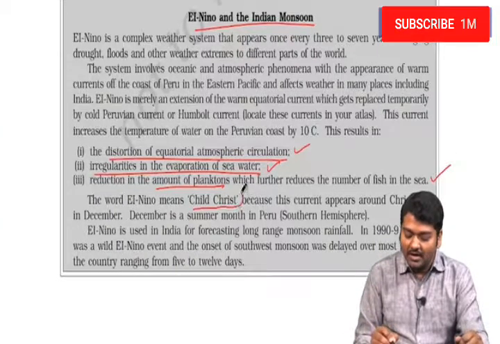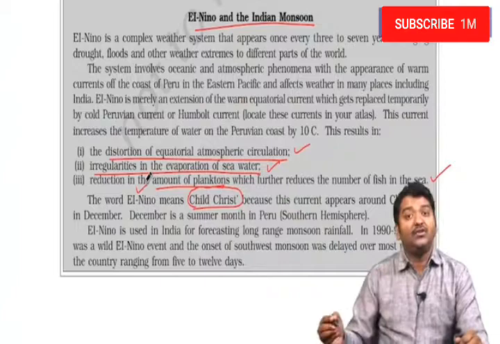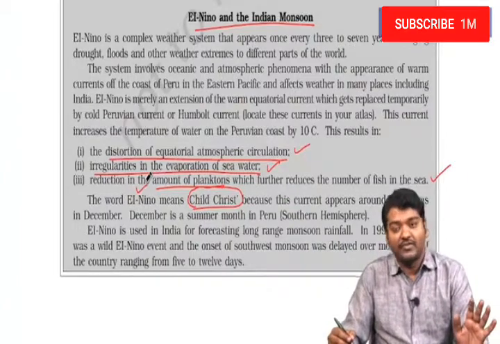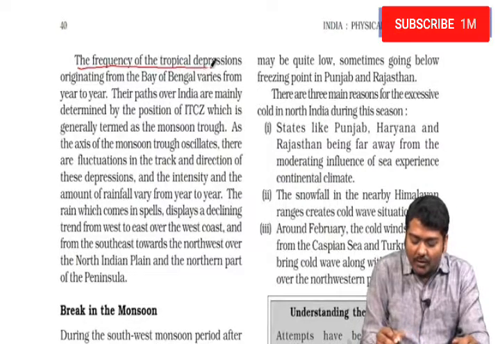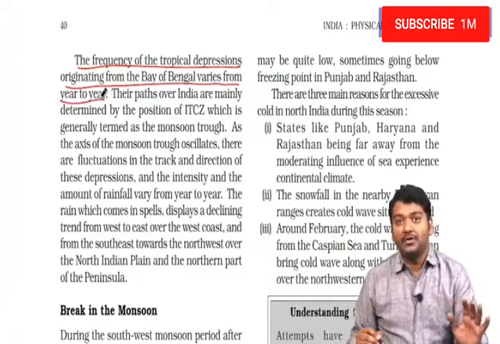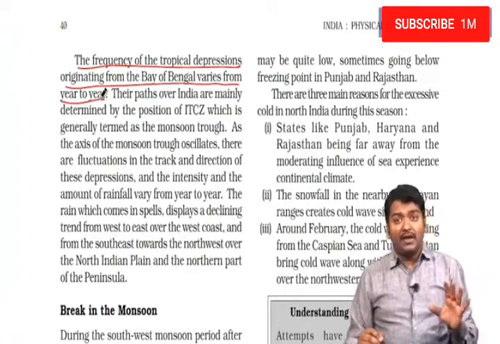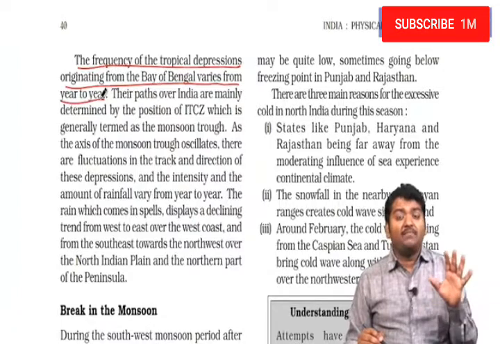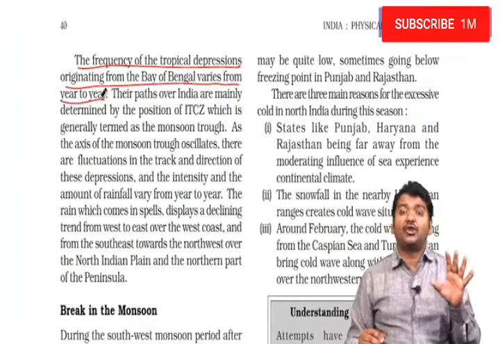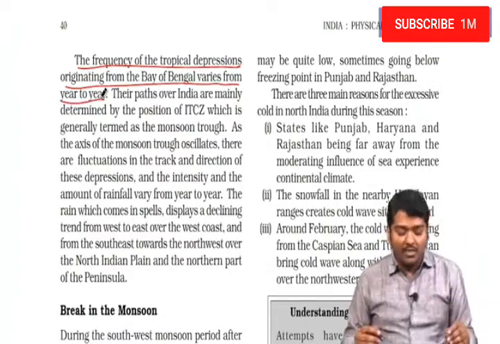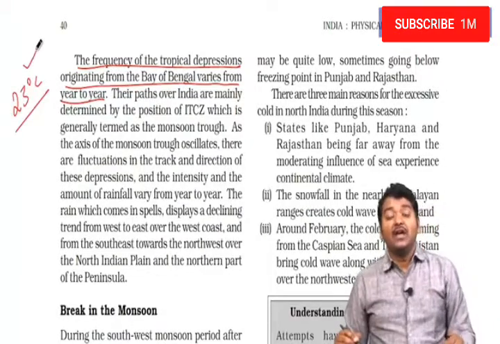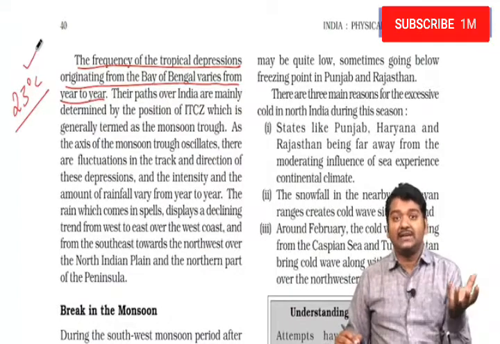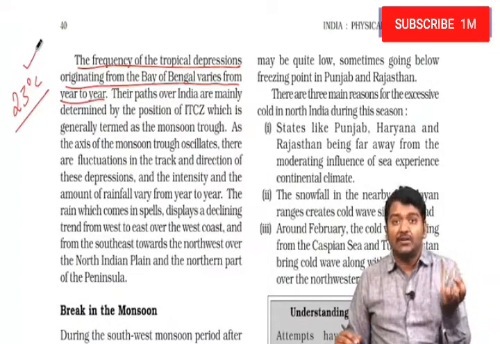We call it Child Christ or El Nino, right? Very, very important for us. Then we also need to understand that the frequency of tropical depressions originating from the Bay of Bengal varies from year to year. I have already told you clearly that tropical cyclones originate mainly because of accumulation of warm water. Wherever warm water accumulates, and if it is more than 23 degrees Celsius, there is a high possibility that you can see some sort of cyclones developing.